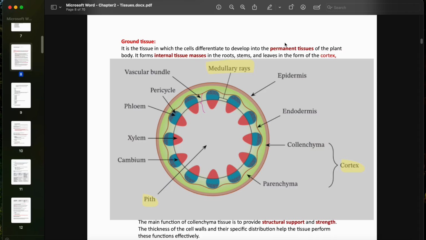And finally is the pith rays or medullary rays. These are thin radial lines of parenchyma cells that connect the cortex to the pith. Think of them like bridges or pathways. They help with lateral transport of water and nutrients. Remember that the pith rays are horizontal highways inside the stem.